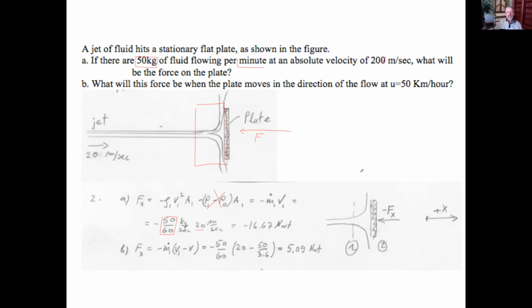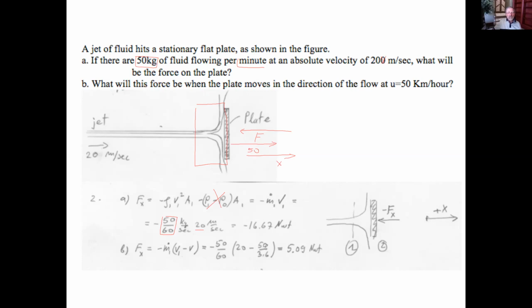Why is it minus? Because in our nomenclature, X is positive this way. And then the force on the plate is going to act in the minus direction. Otherwise, the plate will be blown away. Okay, so what will be the force when the plate moves at 50 kilometers per hour? So this is just to make things more complicated. If the plate moves in this direction at 50 kilometers per hour, then I assume that the force will be less because it's just simply going away from it.